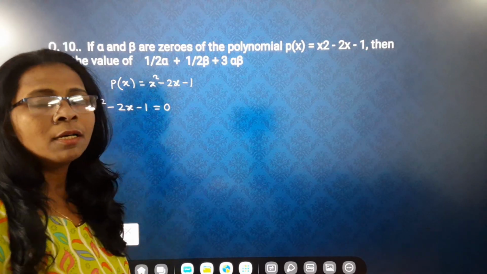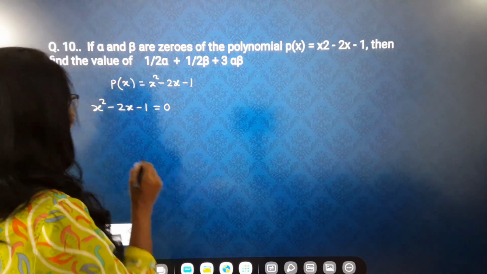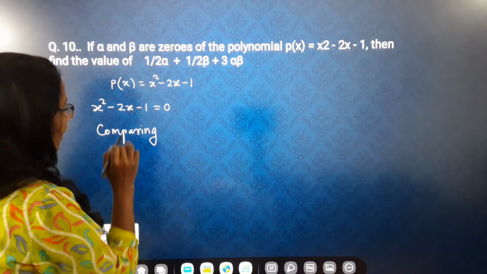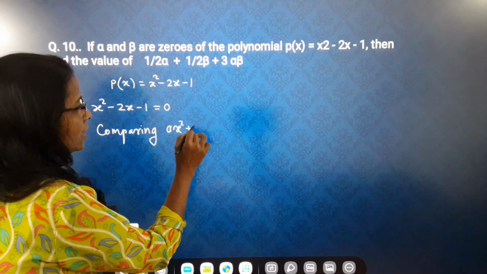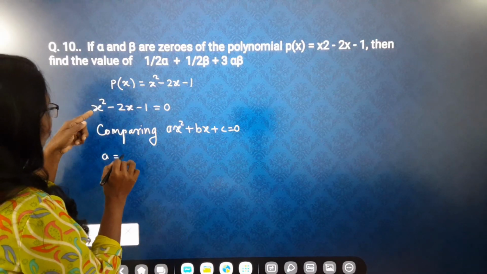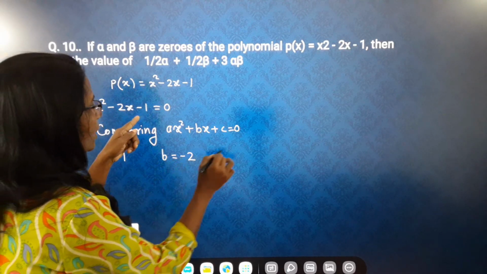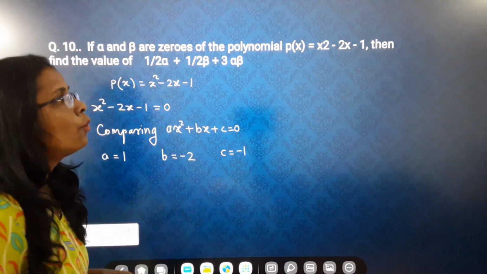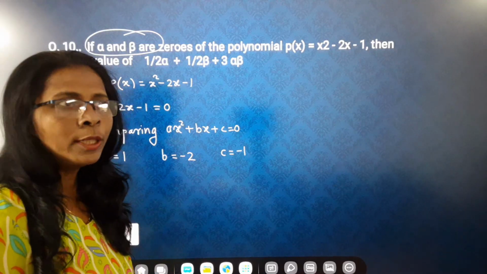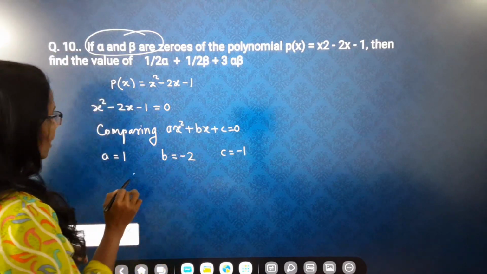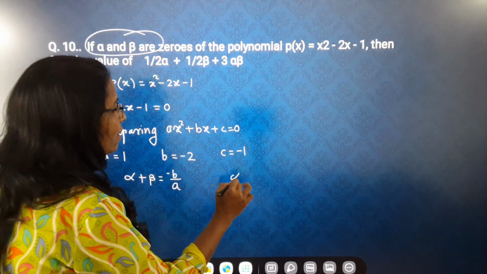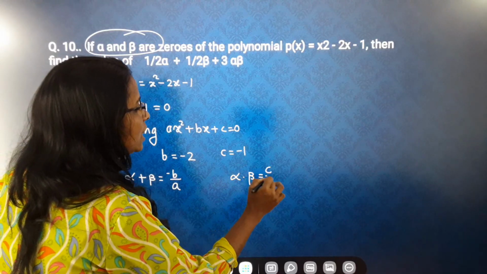Now this is the quadratic equation, and we compare it with the general form of the quadratic equation, ax squared plus bx plus c equals 0. Then we have a equals 1, b equals minus 2 and c equals minus 1. Now, given that alpha and beta are the zeros of the polynomial, we can say that alpha plus beta equals minus b upon a, and alpha multiplied by beta equals c upon a.